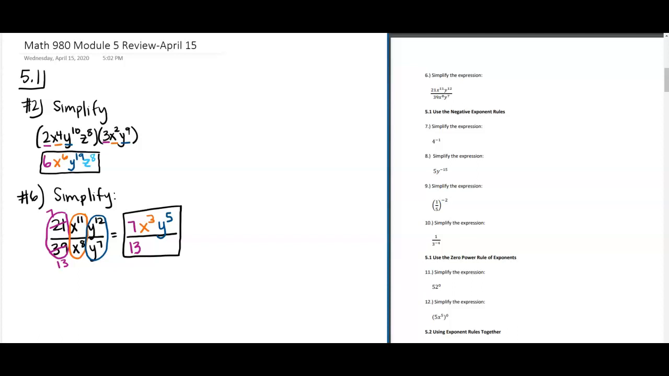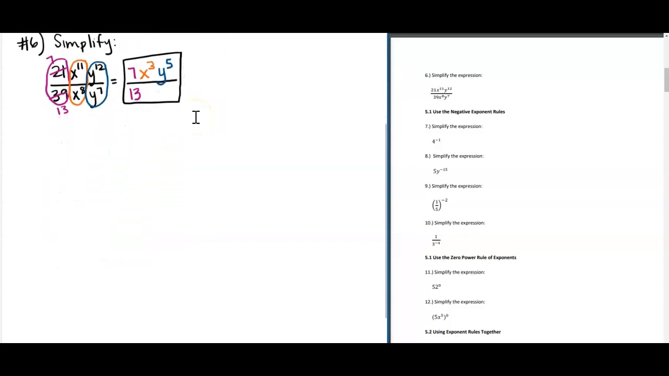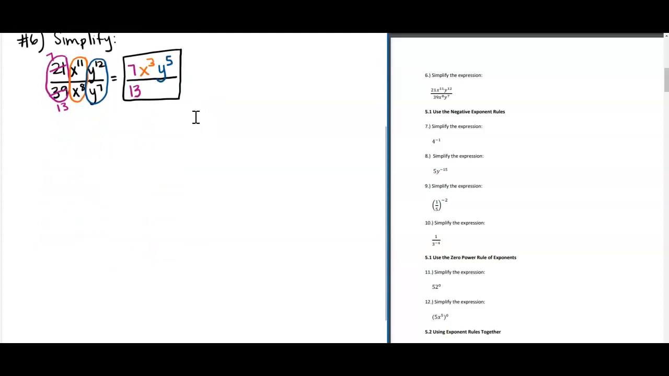All right, let's move on to number 8. Okay, still simplifying these expressions here, using these properties of exponents to help you do that.